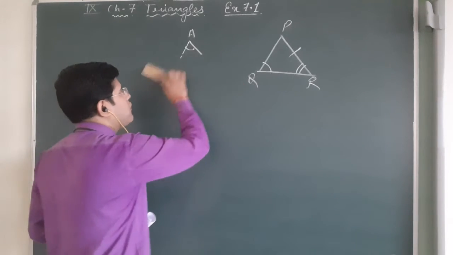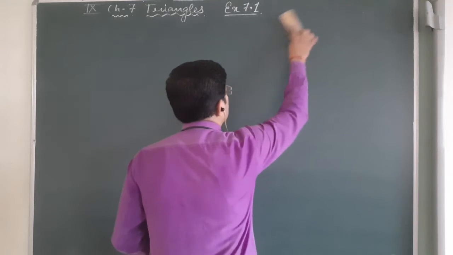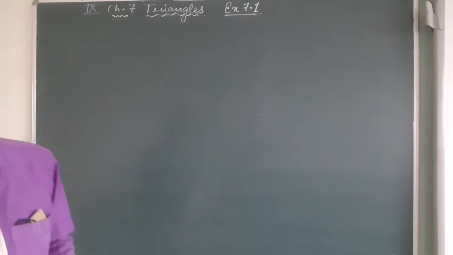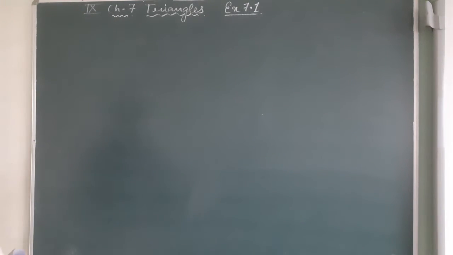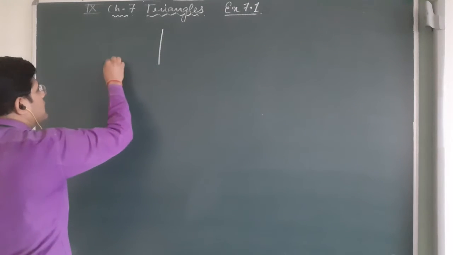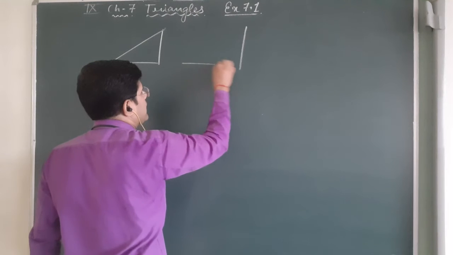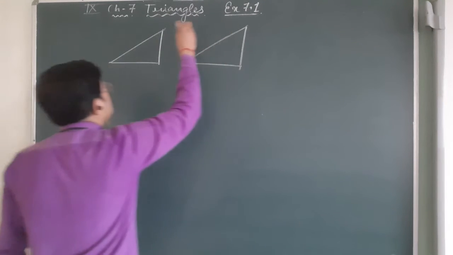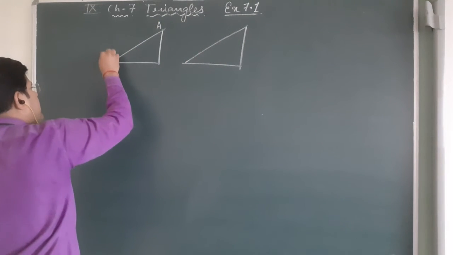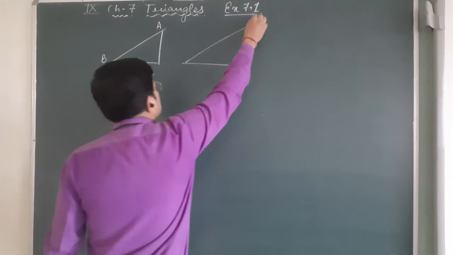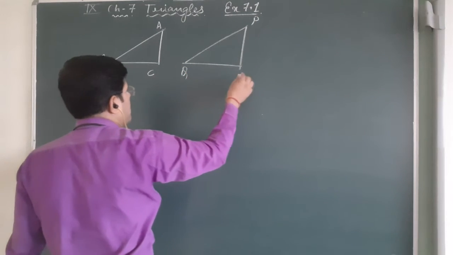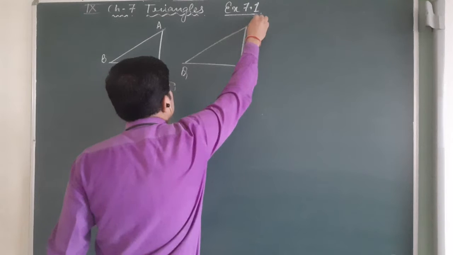Why do I call it special? Because this property uses only a right angle triangle, so the name is RHS. The right angle triangle must be in RHS. If a right angle is not there, it means those are not congruent by RHS.